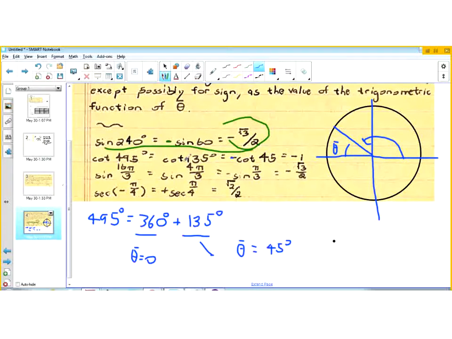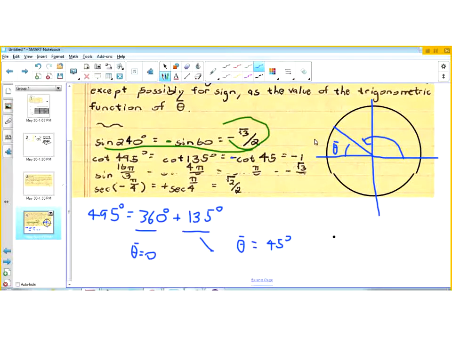So the cosine, oh, that's cotangent. I beg your pardon. I read it as cosine. No, in this case, the cotangent of the reference angle 45 degrees is 1, but since we're in quadrant 2, the cotangent function is negative, so the output is -1. Okay.